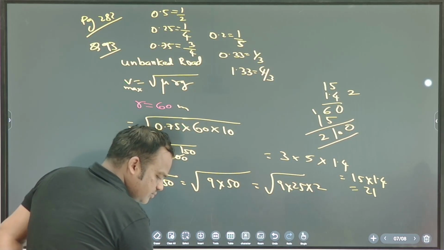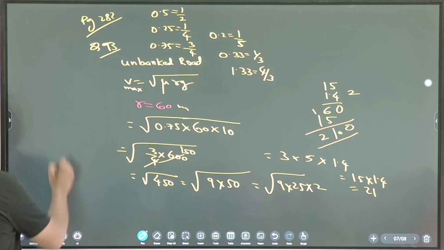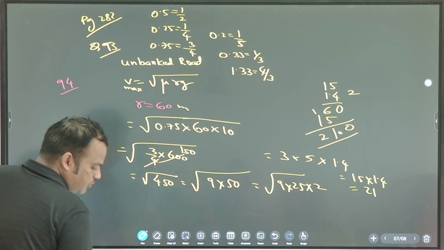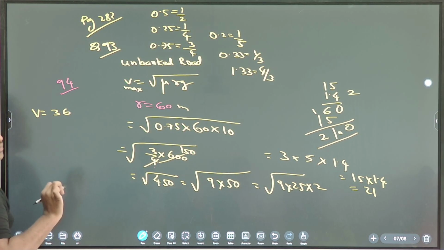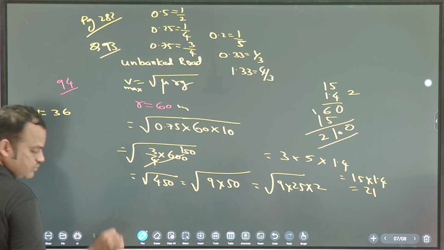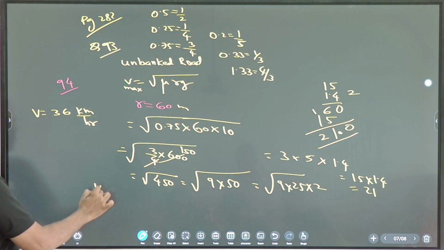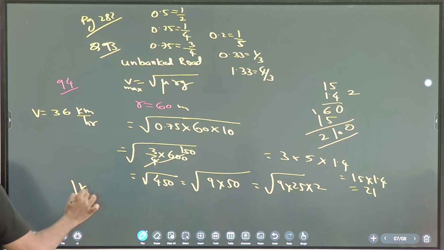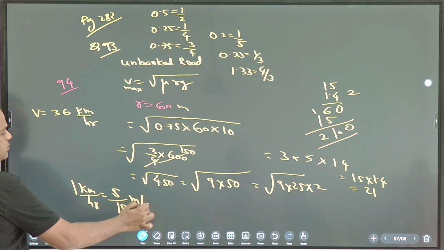Now next, sorry, 94. 94 also like this. What is the 94 question? Motorcycle riding at what speed? 36 kilometer per hour. Convert kilometer per hour. 1 kilometer per hour is how much? 5 by 18 meter per second.